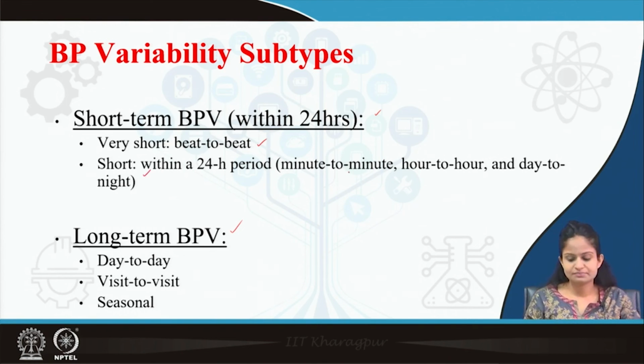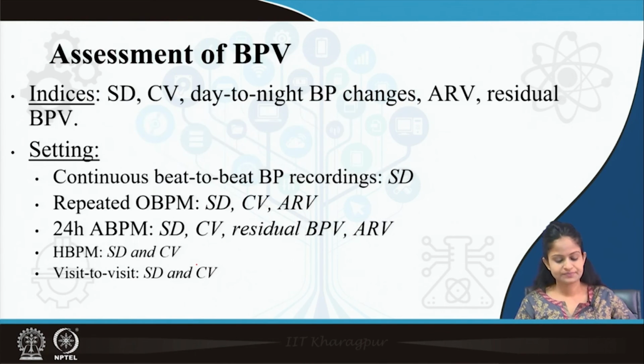Within 24 hours, minute to minute, hour to hour, day to day, within the day the blood pressure variations are there; that is short term. Very short is beat to beat variations, the same we get in heart rate variability. Long term blood pressure variability is day to day, visit to visit, and seasonal variations can be there. So, how do we assess this blood pressure variability? We have the same indices as we had in heart rate variability also.